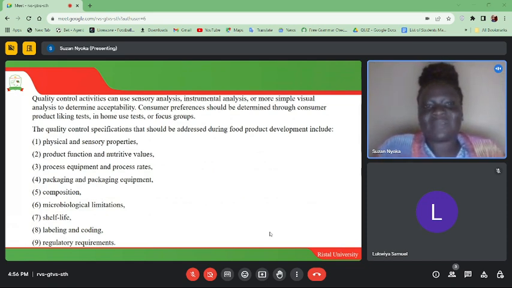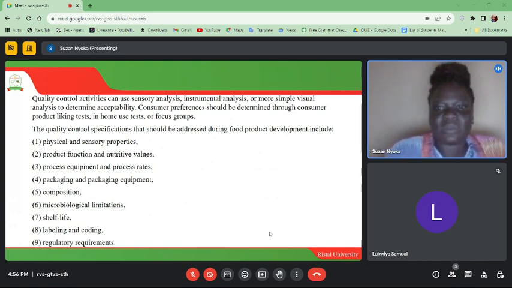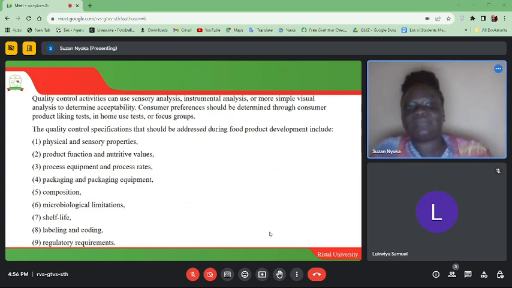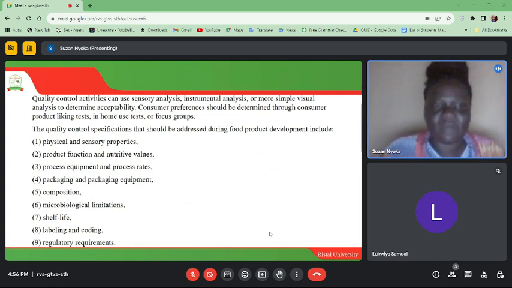The quality control specifications that should be addressed during food product development include: you need to look at the physical and sensory properties of the food. You need to look at the product function and nutritive value of the food. You need to look at the process equipment and process rates. You need to look at packaging and packaging equipment. You need to look at the composition of the products. You need to look at the microbial limitations of the product. You need to look at the shelf life of the products. You need to look at labeling and coding of the products. And then you need to look at the regulatory requirements of the product. These are some of the qualities you need to consider during the development of a product.